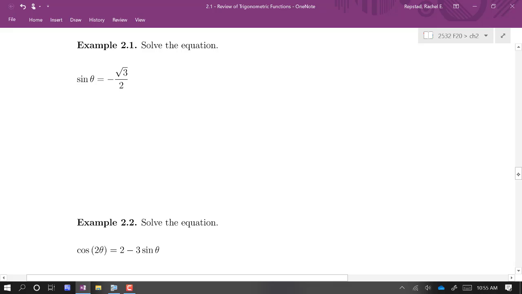So let's do some examples. We're going to solve this equation. Now, when we're solving trig equations, right, we're trying to find the angle that makes it true. And it's unwritten here, but implicit in all of these trig equation problems is solve this equation for one go around the circle, right? I'm only going to need to let theta range from 0 to 2 pi radians.